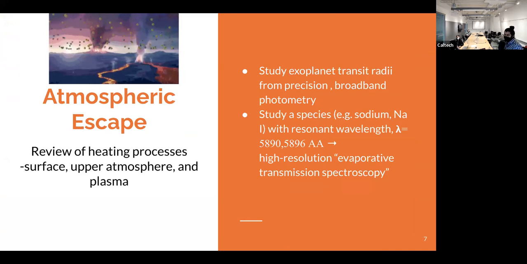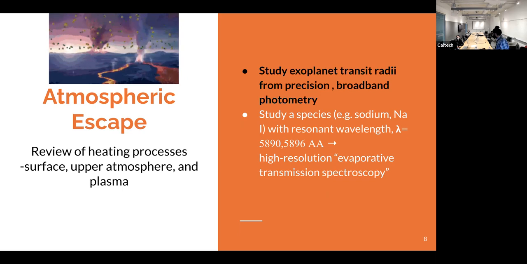So to review that, we can study and use atmospheric escape in 2 ways. The first one being what I just described, that we can study exoplanet transit radii from precision broadband photometry and determine these radii and see how they look in a large population.